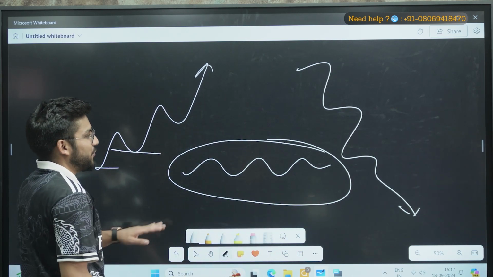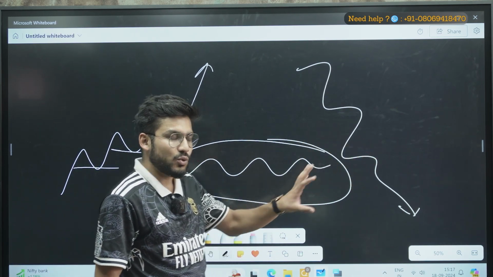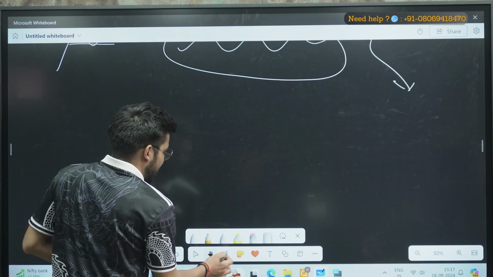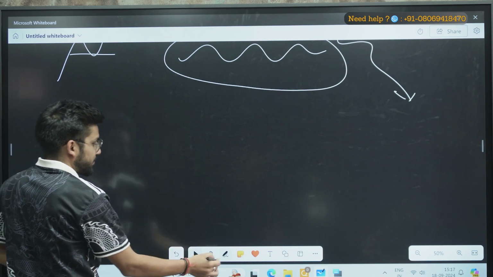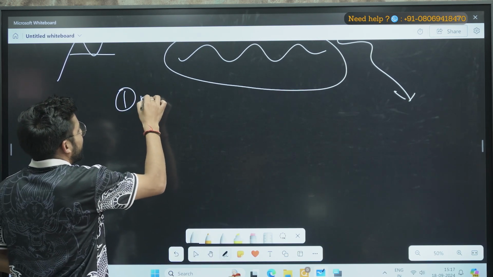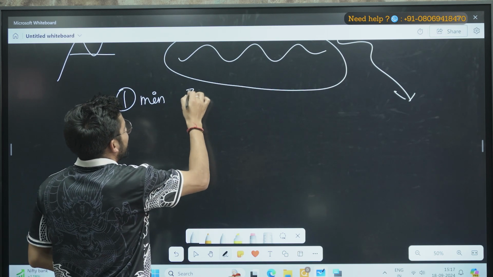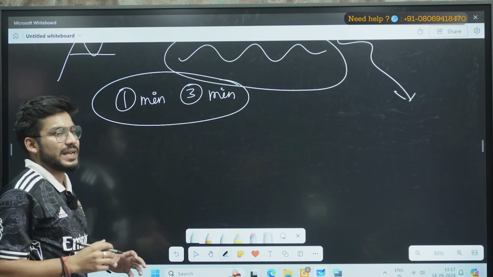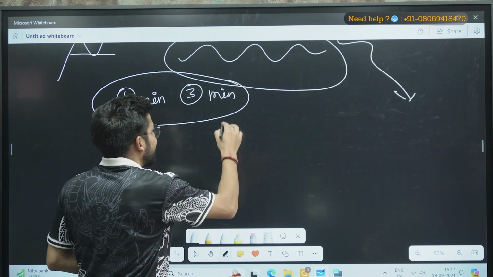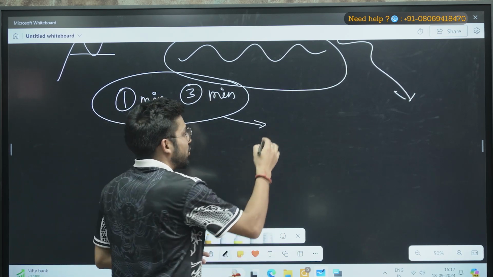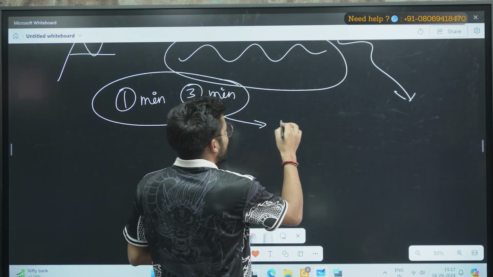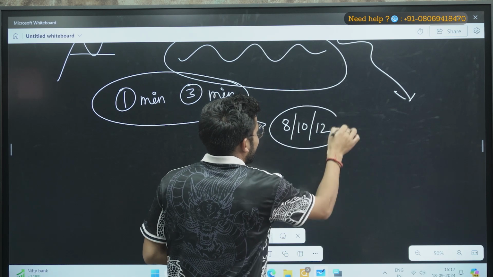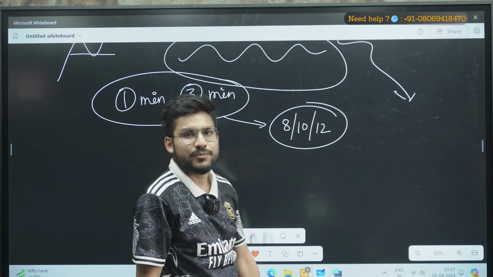Now, first of all, if we are doing scalping in a sideways market, the first important thing is the time frame. For the time frame, you have to go with only the 1 minute time frame, or rather you can choose the 3 minute time frame also. With this time frame, if you are going with Nifty or BankNifty, I'm talking about indices, you can go for 8 to 10 points or at most 12 points. This is the range that you have to work for, right?